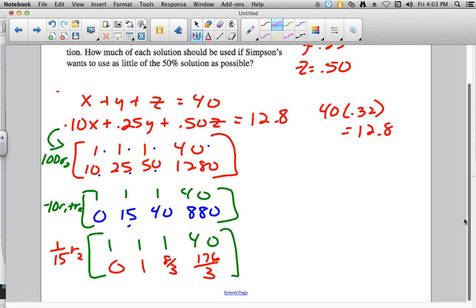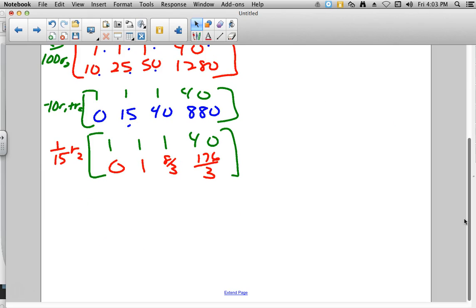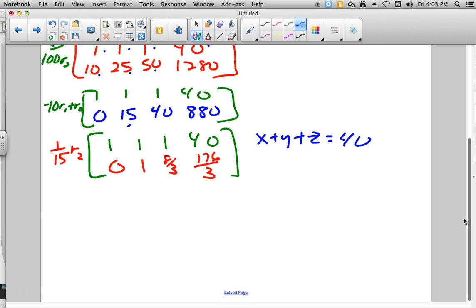Now, why go to all that trouble? Because what we have to do is, again, look at this and say, okay, what do we know here? I mean, the top one tells me x plus y plus z equals 40. The bottom one tells me x is gone, y plus 8/3 z equals 176/3. Now, here's where things get interesting.